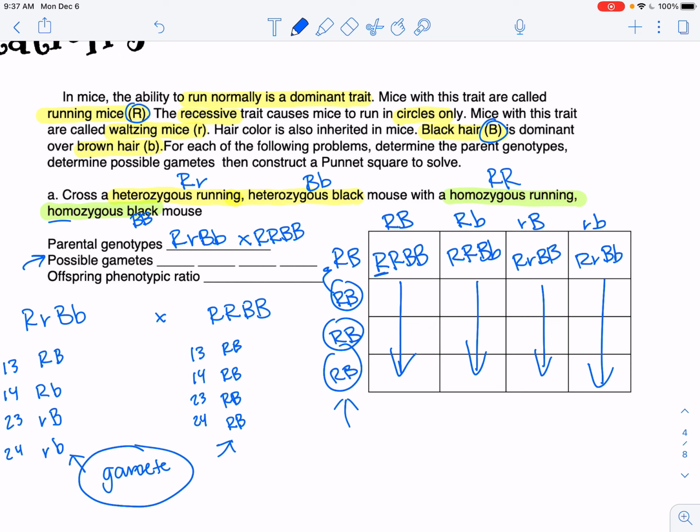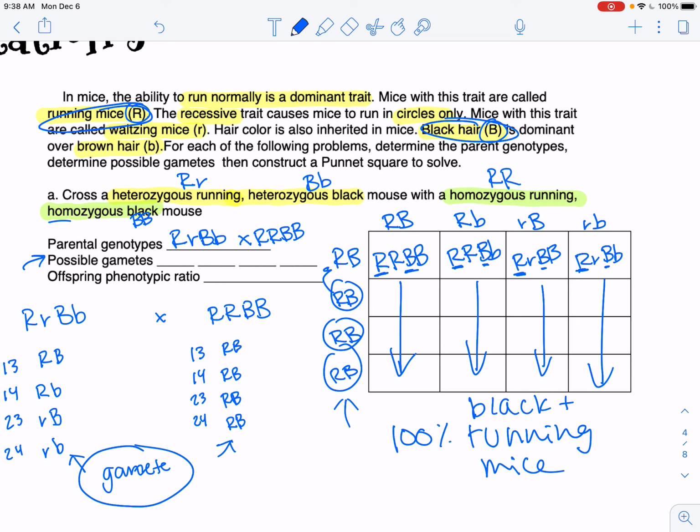Okay, so we're going to look at how many big letters we have, at least one of each big letter in each box, which means that we're going to have 100% of both dominant traits, which is going to be running and, looking back at the question, black. So they're going to be black and running mice. Again, that is the dominant trait up here and here, and each one of these boxes is going to show the dominant phenotype because they have at least one capital letter of each in each box. So your answer for the phenotype is going to be here. So the ratio, you can just leave it as 100%.